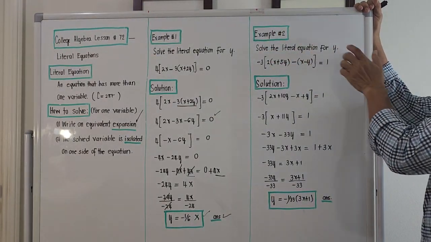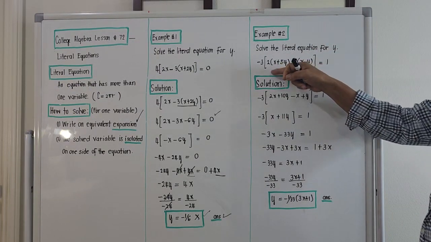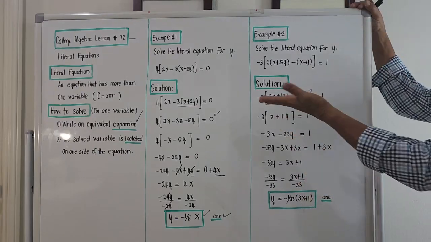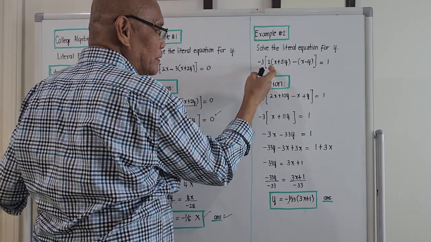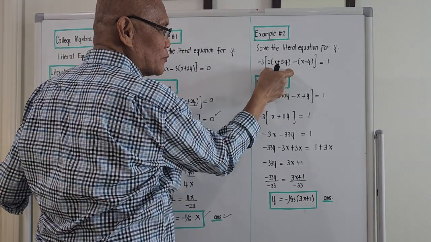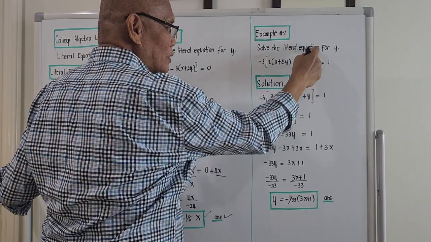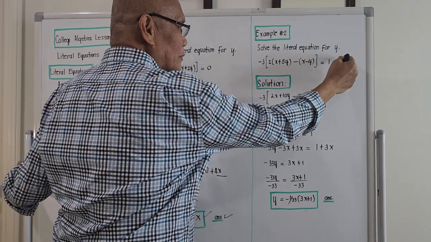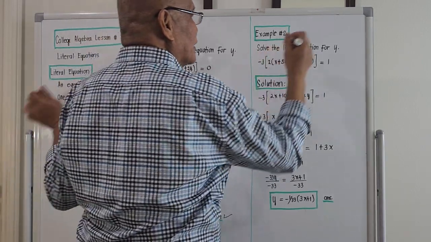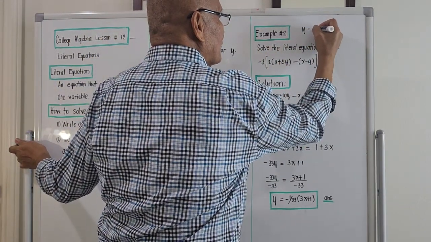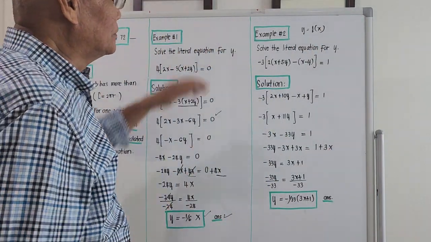Next one. Solve the literal equation for y. We are given the literal equation, a little bit complicated. It involves quantity and brackets. So I will try to read it. Negative 3, open bracket. The inside is 2 times the quantity x plus 5y, minus, open quantity x minus y, close quantity, close bracket, and this should be equal to 1. We are asked to solve for y in terms of x. Y as a function of x. Okay? It's a literal equation.